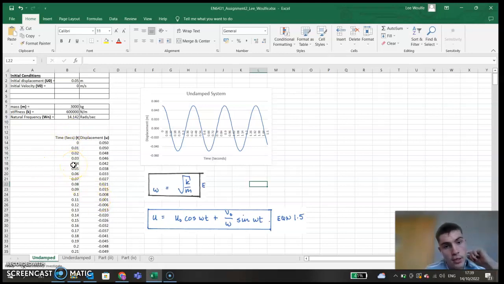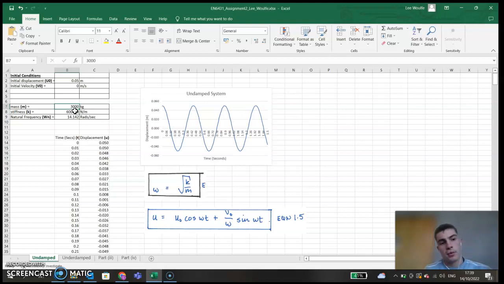This is the undamped model. So I suppose we were given our initial displacement and our initial velocity. We were given them in the properties of the question. We were given our mass as 3,000 kg and our stiffness as 600,000 Newton per meter.